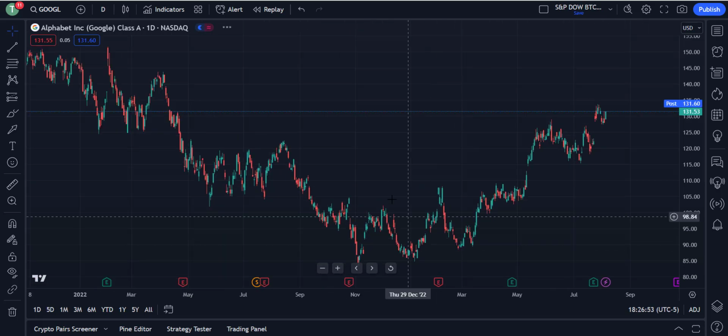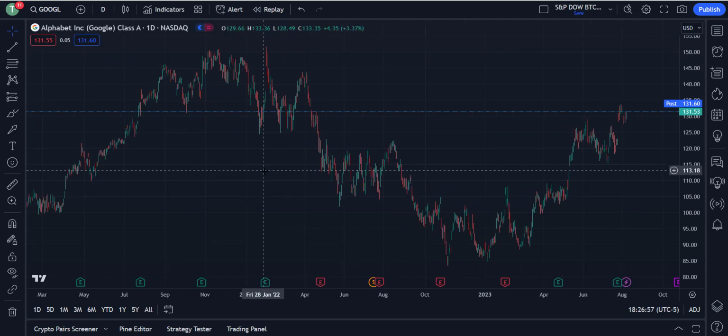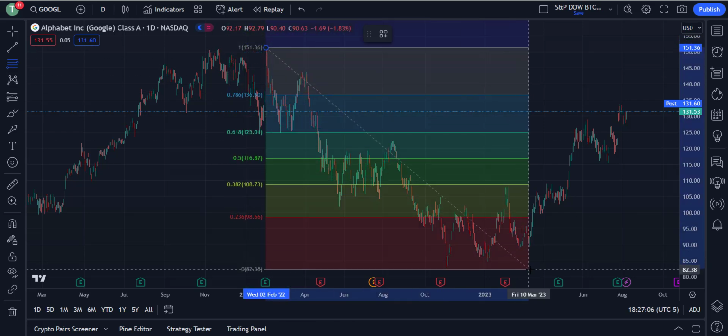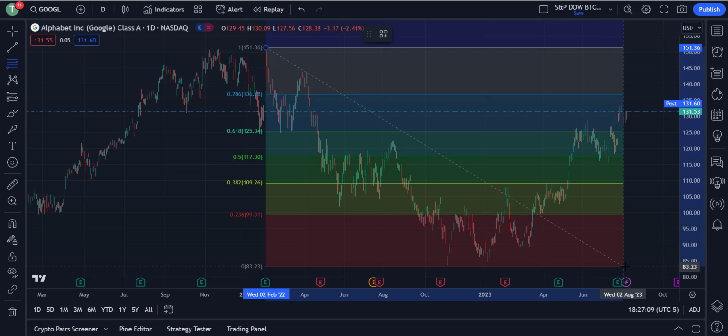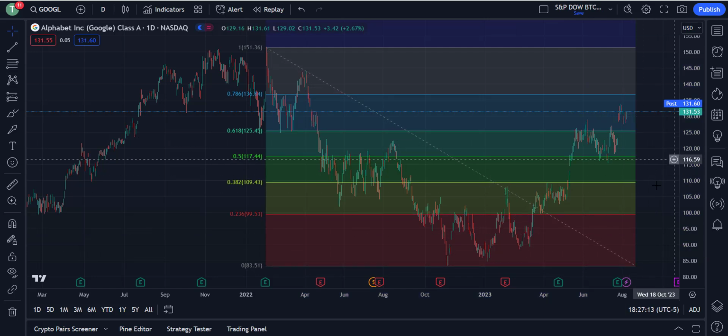Actually, you know what? We're going to do this instead, because I want to use a little Fibonacci. We're going to do a Fibonacci retracement. We're going to take it from this high, this peak down here, all the way to that low, and just swing it over, so that we fully pull in the full price action. You can see that we crossed the 50% retracement, right? That would have been $117.44. We actually crossed the 61.8, pulled back lower, and here we are.